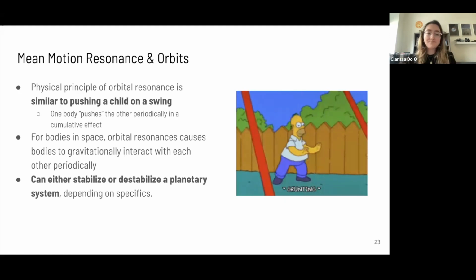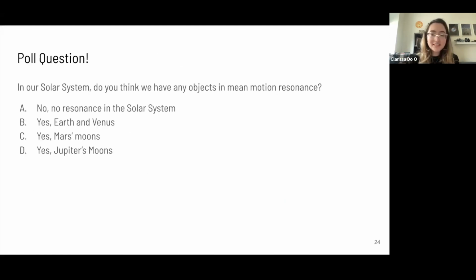So with this idea, I actually had a question for you on whether you think that in our own solar system, we have any sort of mean motion resonance or orbital resonance. So do you think we don't have any resonance at all in the solar system? Or maybe Earth and Venus are in resonance, so they gravitationally bump each other periodically? Or maybe Mars's moons, Phobos and Deimos, or maybe Jupiter's moons. So yeah, I'll give you a minute to think about that.